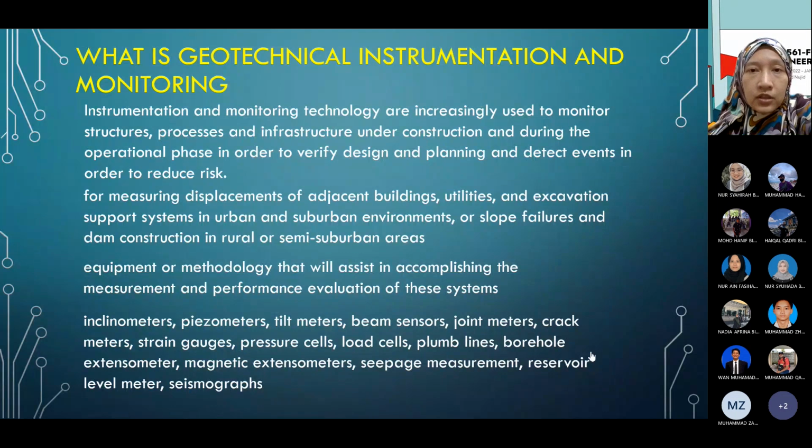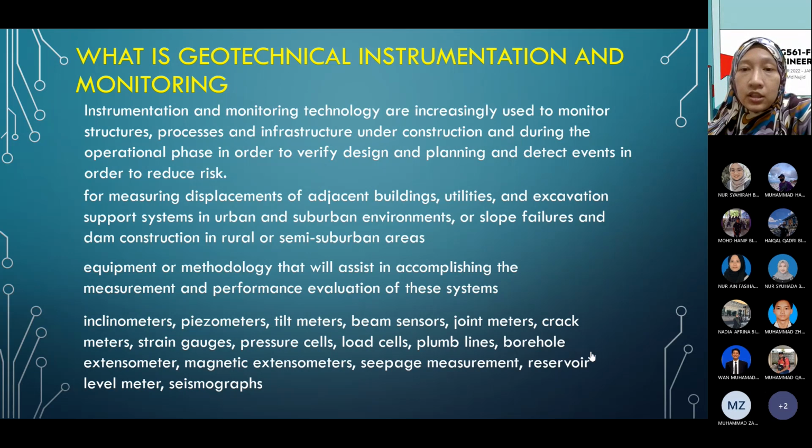So the instrumentation is talking more about the equipment. What's the method you choose to use on site, which can give you a design parameter, for example, a control parameter, which can assist you in accomplishing the measurement and performance evaluation of this system. So the instrumentation, as I said, can be carried out during, before, and after the construction activities.